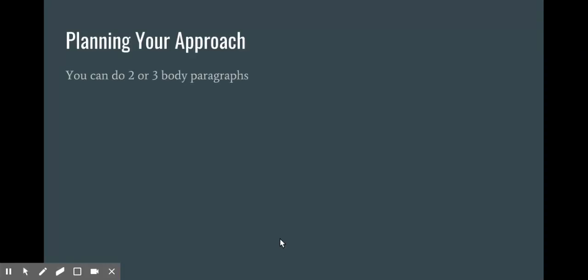So you can do 2 body paragraphs. You can do 3 body paragraphs. It's up to you. It just depends on how you want to break down the information. Each paragraph, it should be very clear what it's talking about. So one way that you could break this down is you could break it down by gender. So your first body paragraph could be all about males, and your second body paragraph could be all about females.